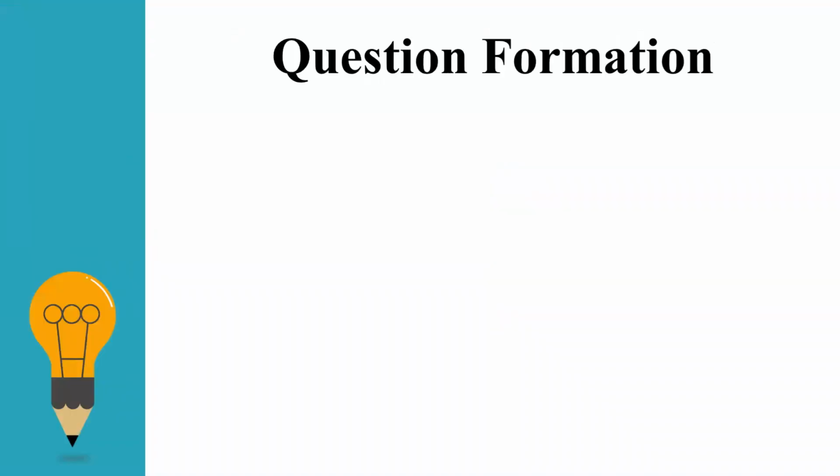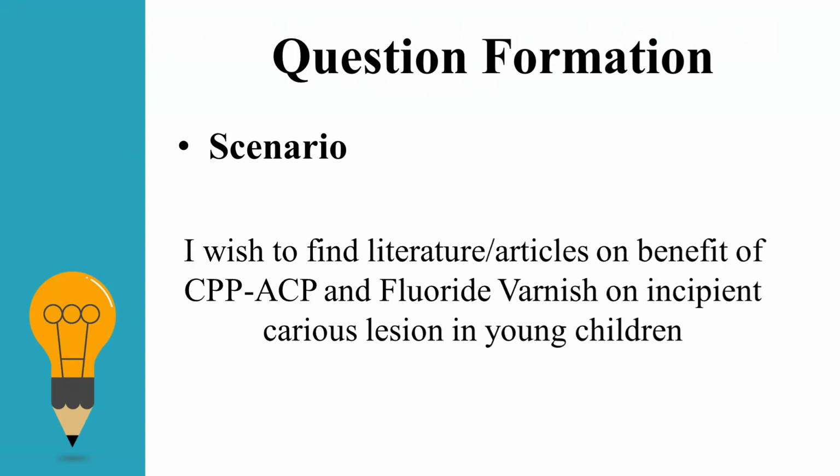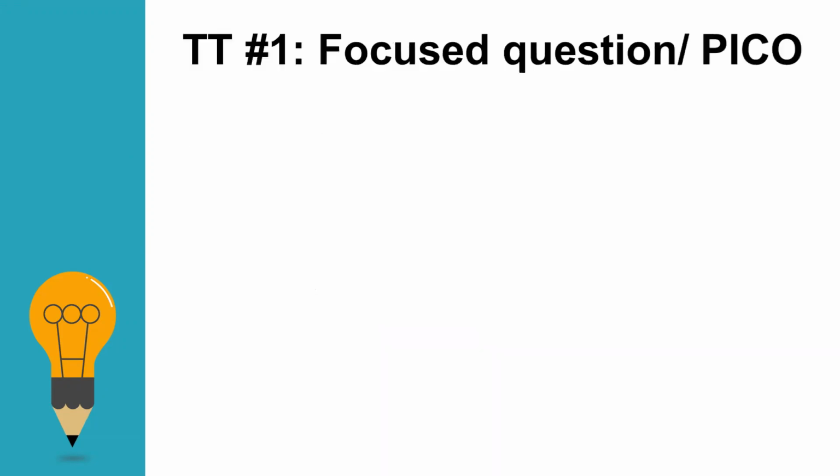First thing, what we need to understand is question formation. Unless we have a question, we might not search. We search when we have a question in mind. So there is a scenario. Based on that scenario, usually we do our searching in any search engine. So let me frame that I wish to find literature or articles on benefit of CPP-ACP and fluoride varnish on incipient carious lesion in young children. So now this is my question for which I am searching for the literature and answer.